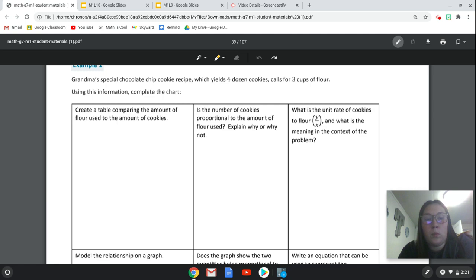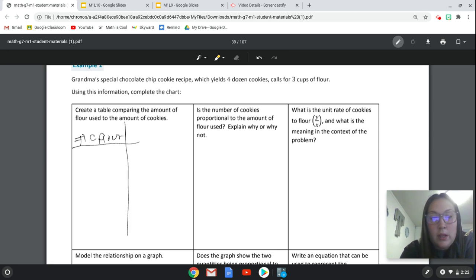So it says here in example 1, Grandma's special chocolate chip cookie recipe, which yields 4 dozen cookies. And guys, remember 4 dozen, there's 12 in a dozen, so it would be 4 times 12. Calls for 3 cups of flour. Using this information, complete the chart. So we're going to go ahead and start with making a chart. We're going to have number of cups of flour, and we're going to compare that to number of dozen cookies.